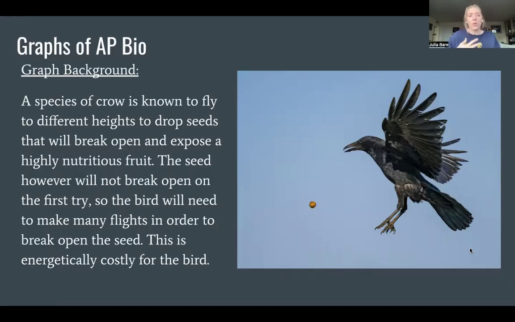Okay. So for this example, we have a species of crow. And this species of crow is known to fly to different heights to drop seeds that will break open and expose a highly nutritious fruit. The seed, however, will not break open on the first try, so the bird will need to take many flights in order to break the seed open. And this is energetically costly for the bird.